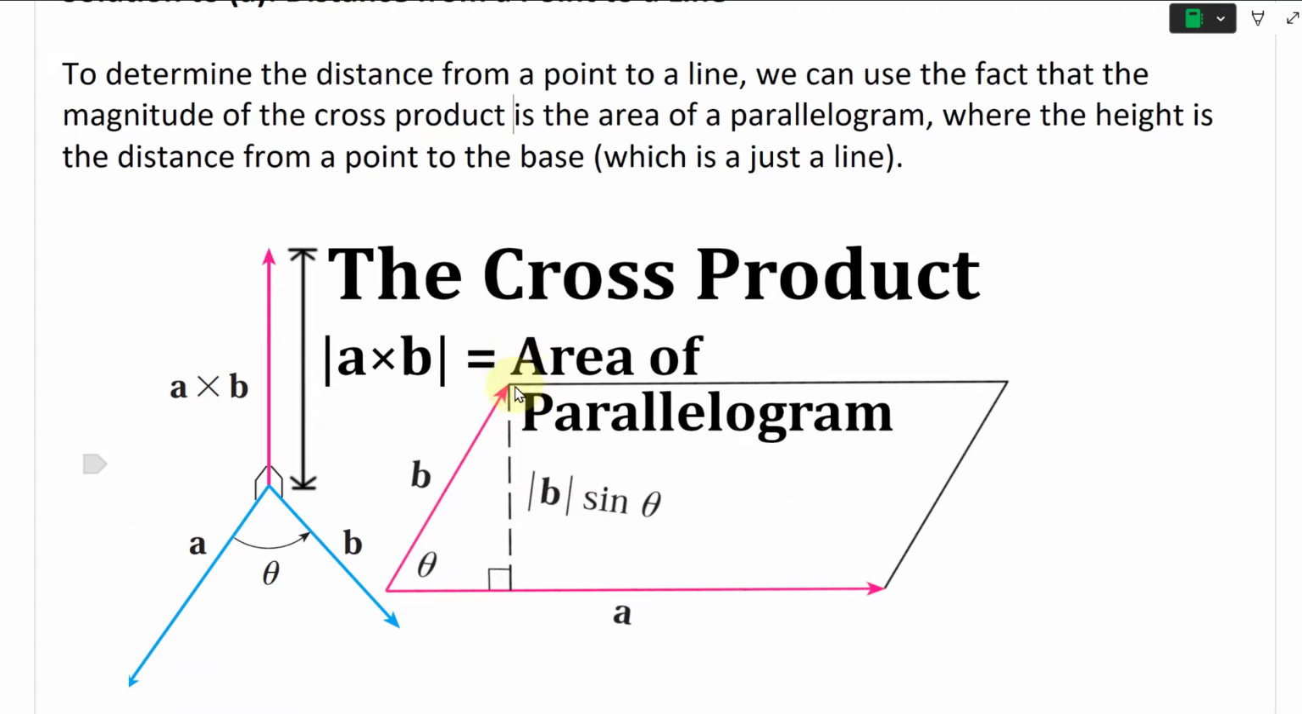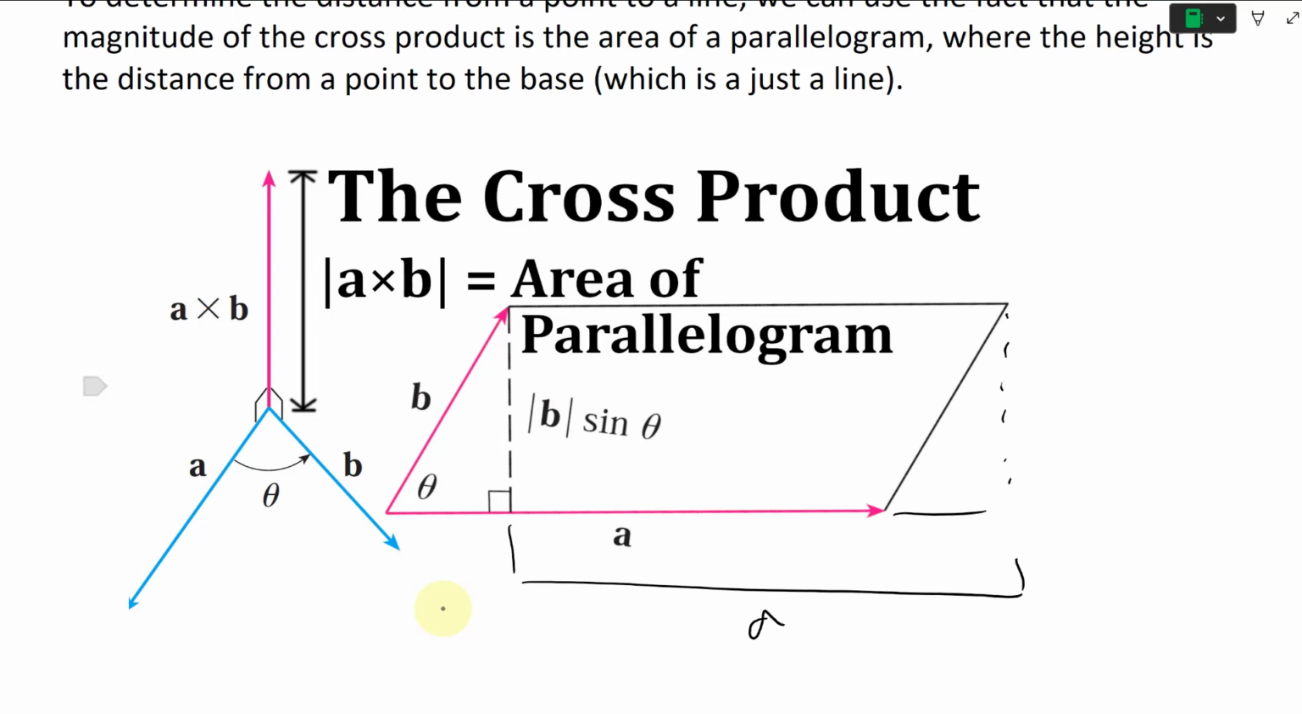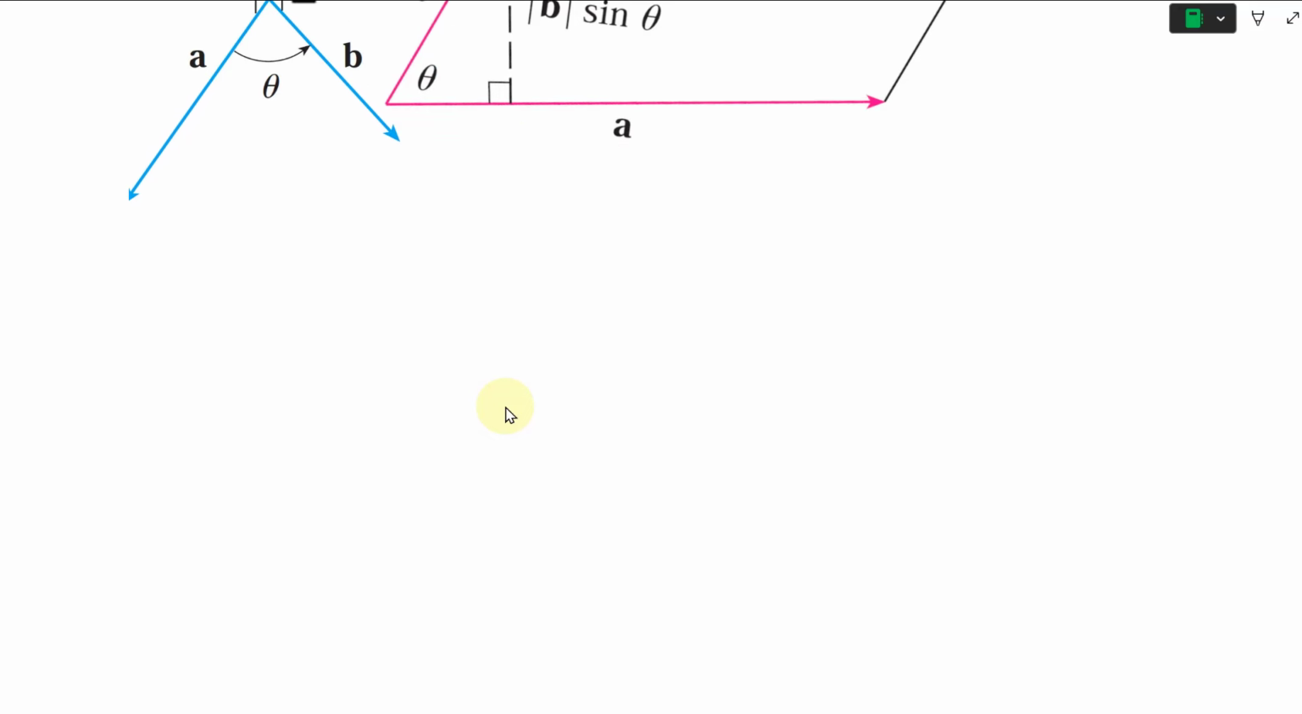So recall from my earlier videos, the cross product, if you have A and B, A cross B, the magnitude of it is going to be the area of the parallelogram spanned by A and B. The area is just the length of this times the height, which is the length times sine theta. If you shift this over, it's just a rectangle where this is A and the height is h there. So just the height of the rectangle.